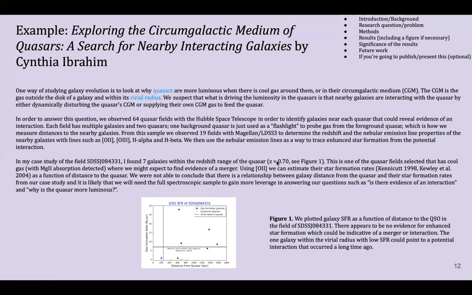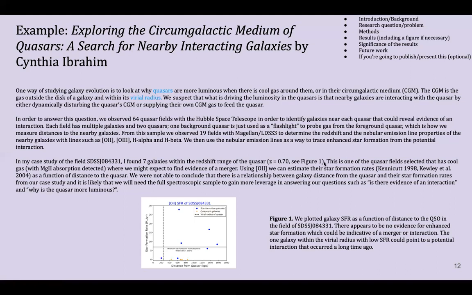In my case, the field of this long SCSS number, I found 7 galaxies within the redshift range of the quasar, z equals 0.7, see figure 1. So you can include the figure. So we saw these a couple ways. You can include the figure and reference it in the text. It can just be a pretty picture, or you can use it to sum up everything and just not reference it in the text like Ava did.